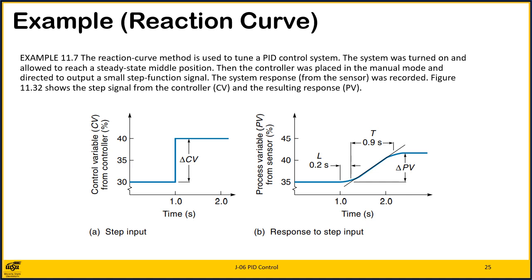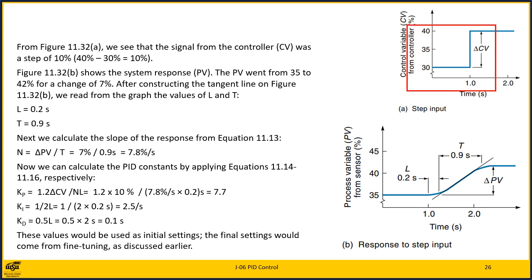Figure 11.32 shows the step signal from the controller CV and the resulting response PV. From figure 11.32a, we see that the signal from the controller CV was a step of 10%, 40% minus 30%. Figure 11.32b shows the system response PV. The PV went from 35 to 42% for a change of 7%.